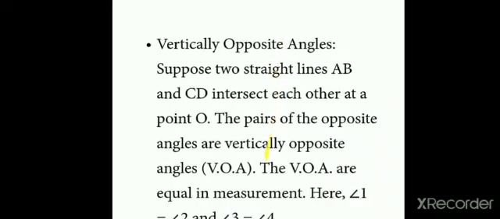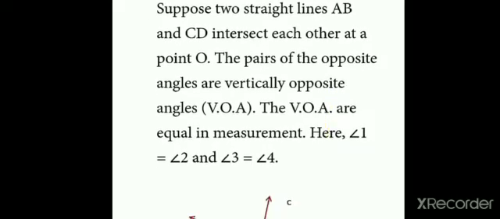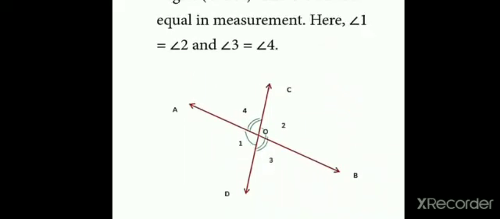Now let us study what are vertically opposite angles. Suppose two straight lines AB and CD intersect each other at the point O. The pairs of opposite angles are vertically opposite, so they are called vertically opposite angles. See here, there are two lines, AB and DC. They are intersecting at the common point O.